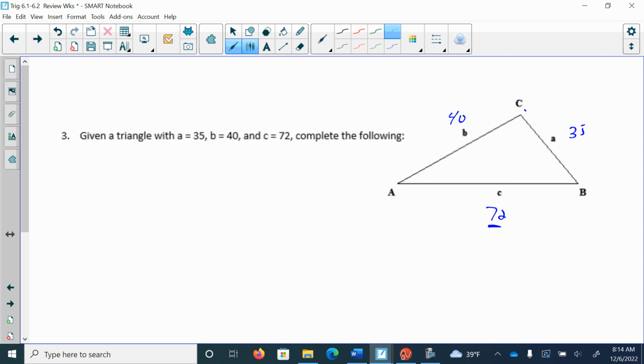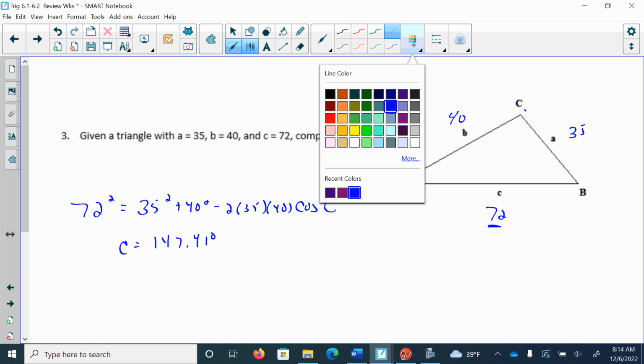I stick to one formula. So I do 72 squared, because that's the opposite side that I want to solve for, is equal to, and it does not matter the order that I write these two in, 35 squared plus 40 squared, minus 2 times 35 times 40 times the cosine of C, and if I'm using nSolve, I'm putting in C degrees. When I end up doing that, I get 147.41 degrees. So that's going to be angle C.